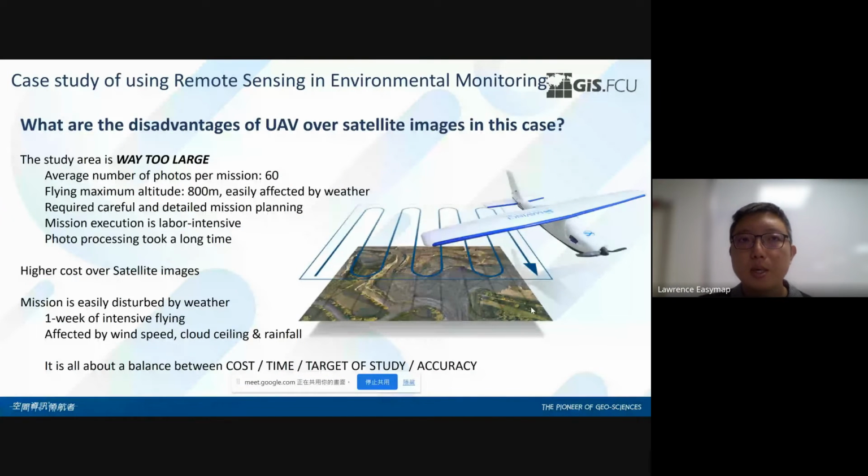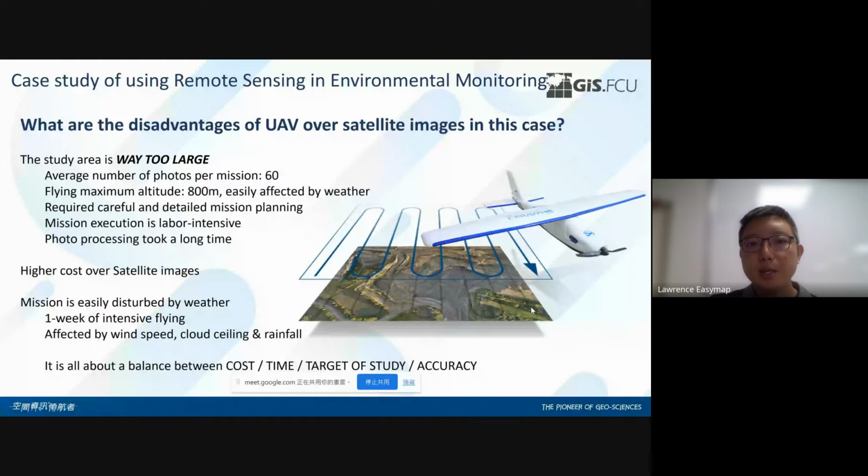So we can see the UAV image gives us a very decent image with high details. But there are some disadvantages of UAV images over the satellite image in this case. First of all, the area is just way too large. I participated in this project and I needed to go to the reservoir at least once a year, sometimes twice, sometimes 3 times a year. It's just too large to do that.